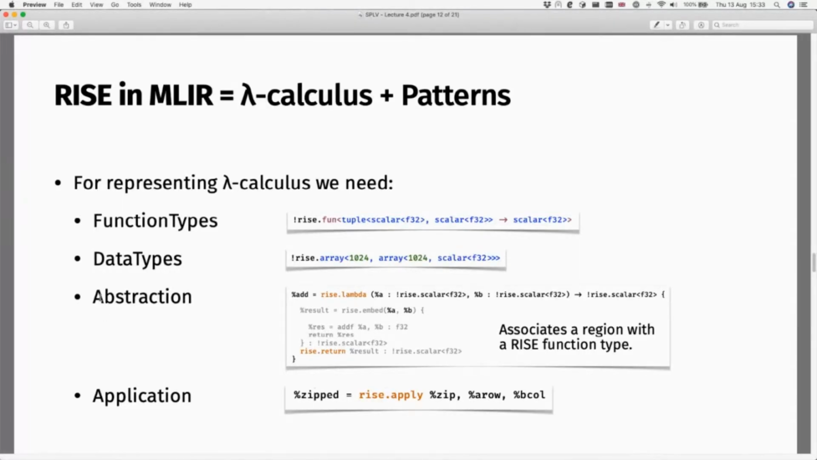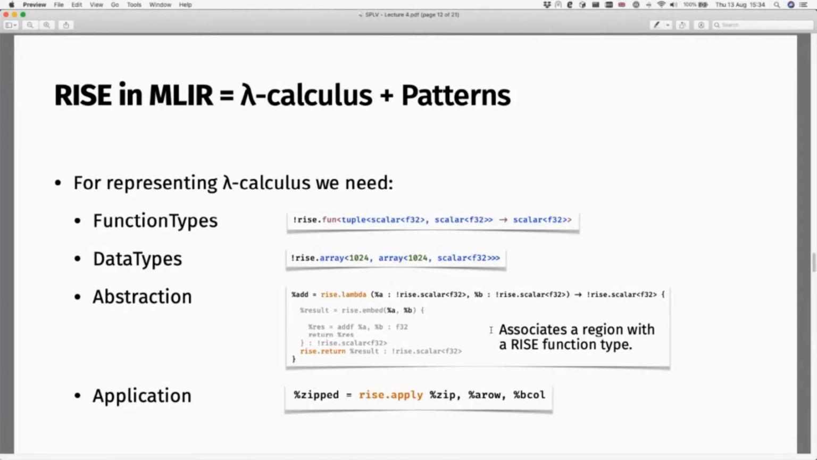And then we need our two basic ideas of lambda calculus, which are abstraction and application. We introduce two operations in the MLIR framework: we have this rise.lambda, where I'm taking inputs, for example here the inputs A and B, and then I produce an output, and I have a nested region, like what I introduced before from MLIR, where the body of my function is nested inside, and at some point I have a return which just returns the value.